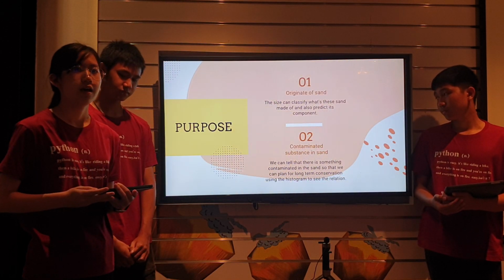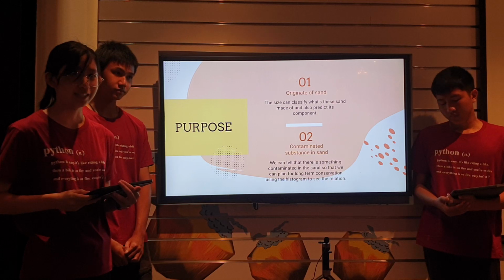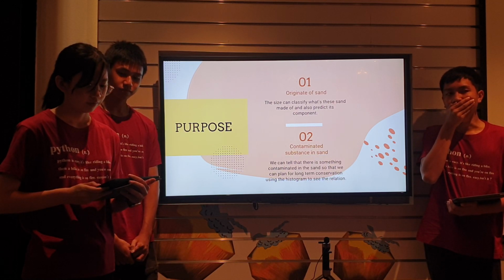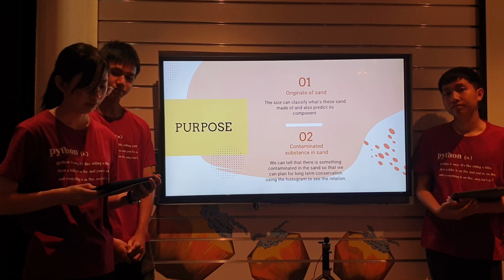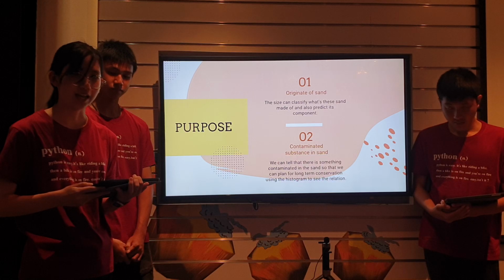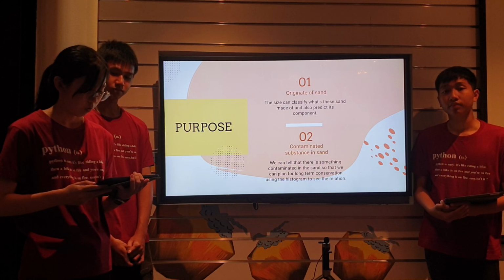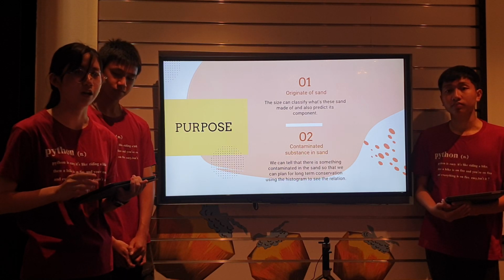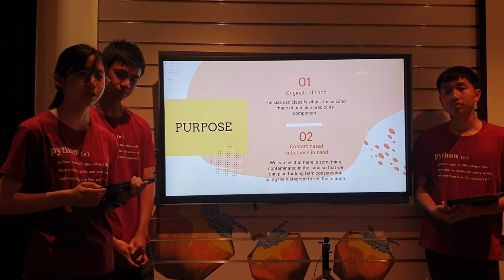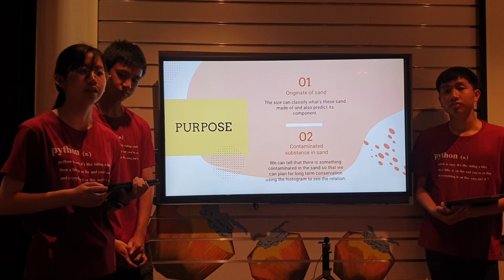Our first purpose is about the origin of sand. The histogram can classify what this sand is made of and also predict its components. The second is about contaminated substances in sand. We can tell that there is something contaminated in the sand, so that we can plan long-term conservation using the histogram to see the relation.